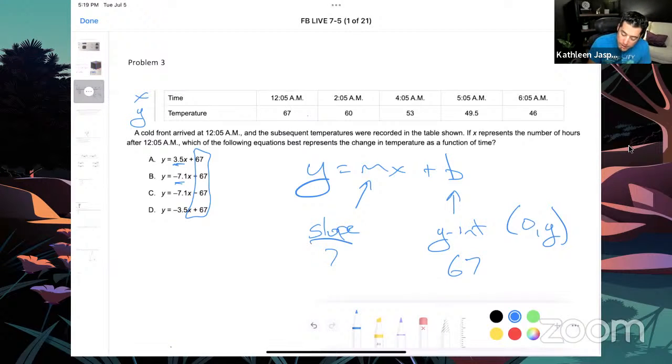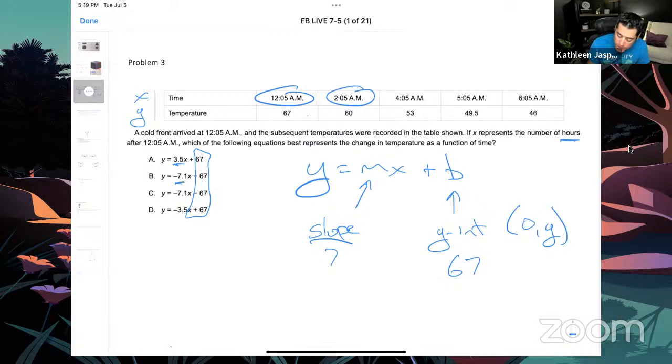The reason why I want to point this out is because of this problem: the cold front arrived at 12:05. Subsequent temperatures are recorded in the table shown. If x represents the number of hours after 12:05, so hours, that's like 1 hour, 2 hours, 3 hours, 4 hours. I've got 12:05 here, and then I've got 2:05, 4, 5, 6. See what I'm missing? I'm missing my 1:05 time.